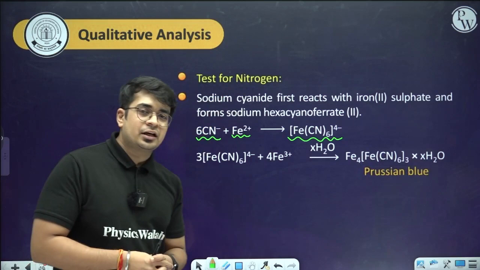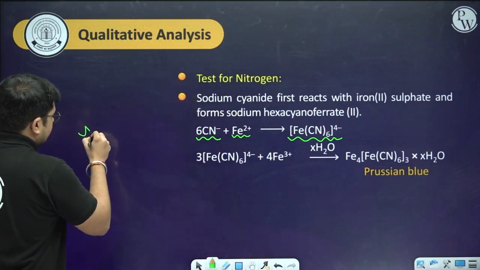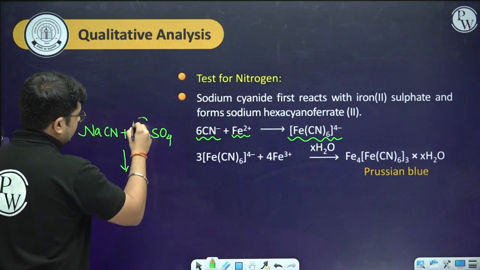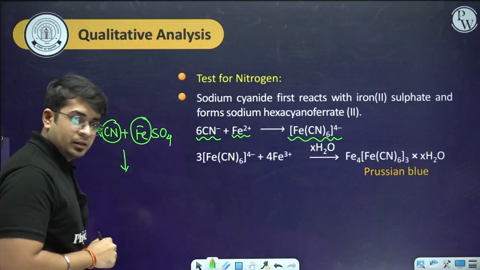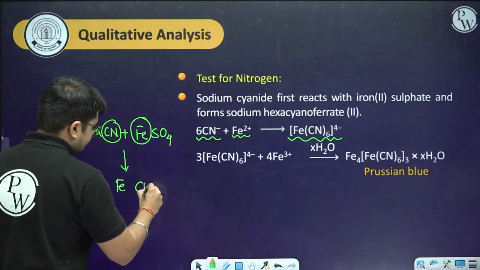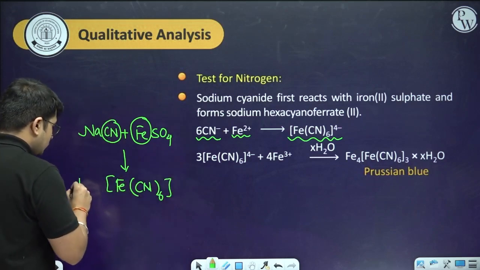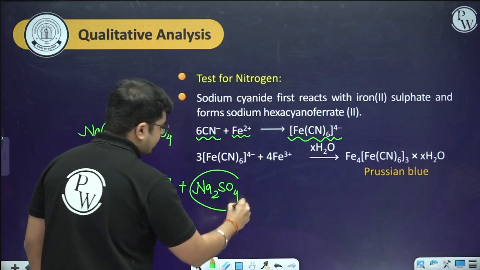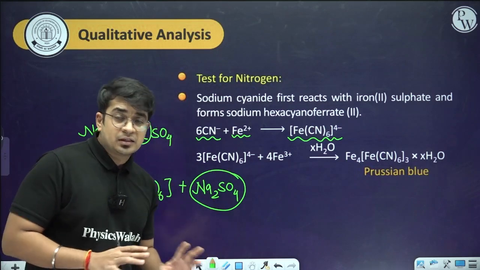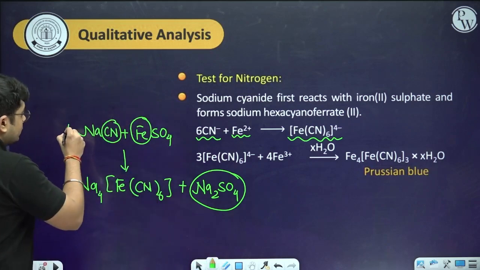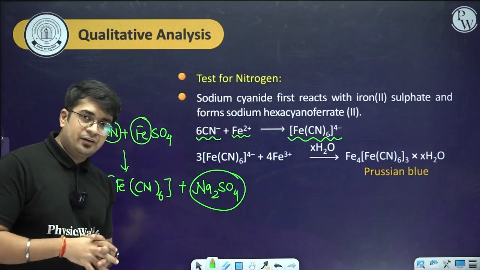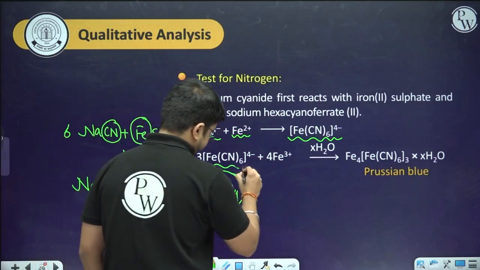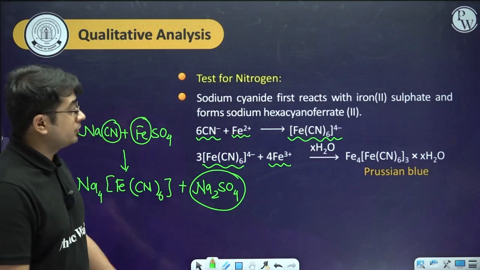Initially, you started the entire reaction with sodium. So the reaction should be NaCN reacting with FeSO4. Eventually, the main ions are Fe and CN, so they are going to combine with each other to form [Fe(CN)6], and it's going to look like Na4[Fe(CN)6]. The rest is Na2SO4. It's not going to hinder the reaction because it's only a spectator ion. It's not going to react with anything. So we are starting with 6 NaCN, and it's going to react with FeSO4 to eventually form sodium ferrocyanide.